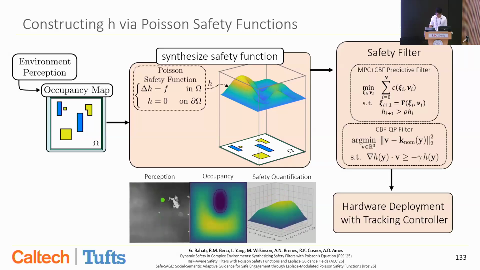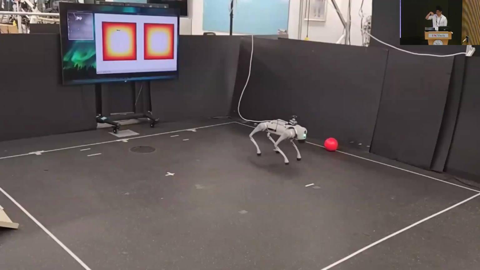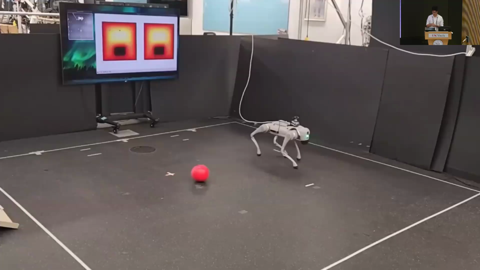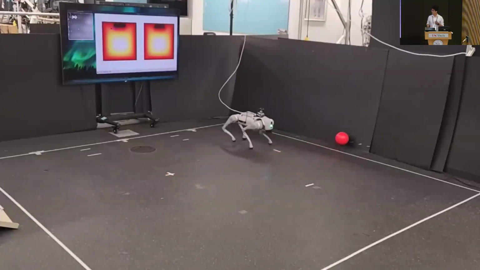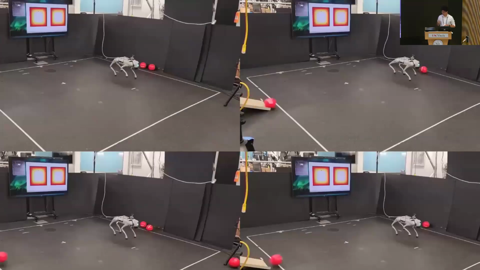So just another demo that's a little easier to see. Same thing going on here. We have an overhead camera. It's generating the safety descriptions, these H values, on the left-hand side on the television. And the quadruped is using that alongside a model predictive control CBF filter to avoid getting hit by the balls.